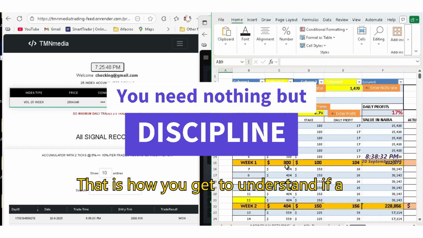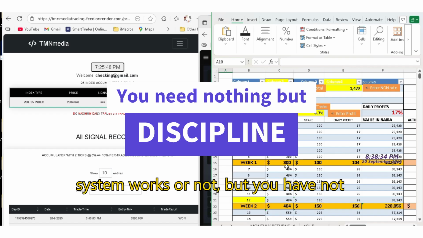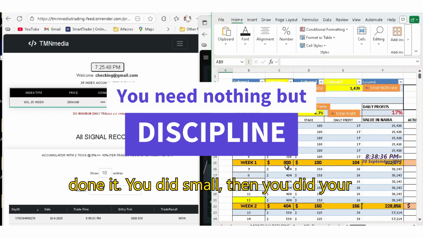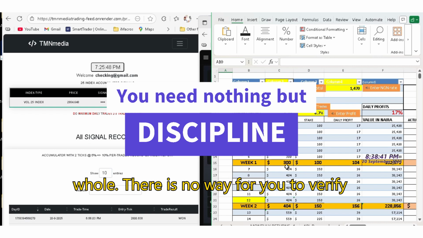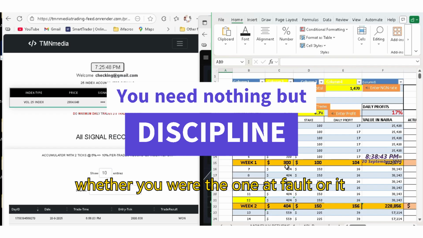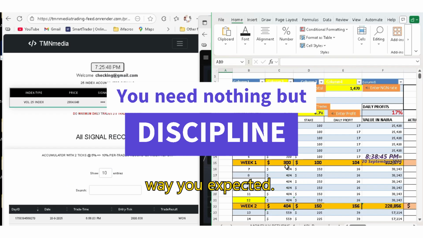That is how you get to understand if a system works or not. But you have not done it. You did a small part, then you did your own whole thing. There is no way for you to verify whether you were the one at fault or it was the system that was not working the way you expected.